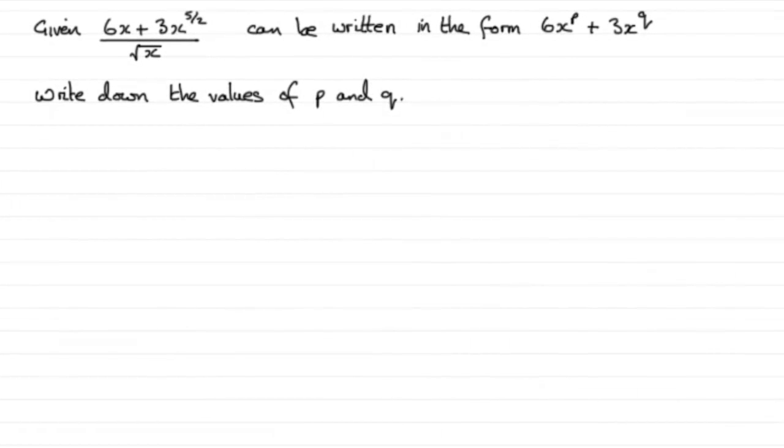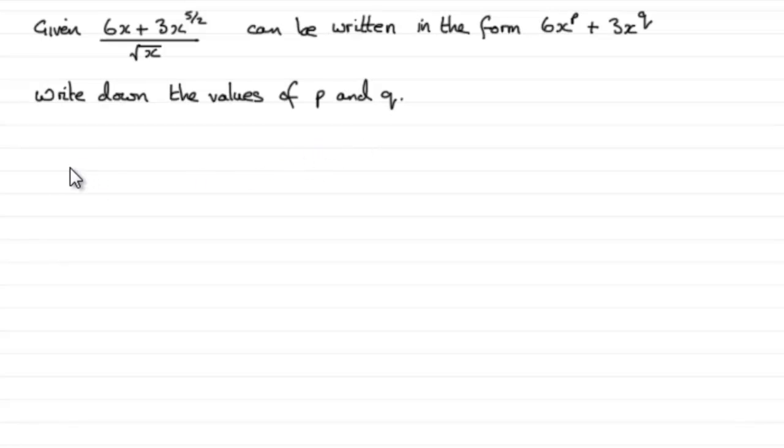Now for this first part of the question, which is worth 2 marks, we're given this expression here, (6x + 3x^(5/2)) all divided by the square root of x. And we're told that it can be written in the form 6x^p + 3x^q. What we've got to do is write down the values of p and q.